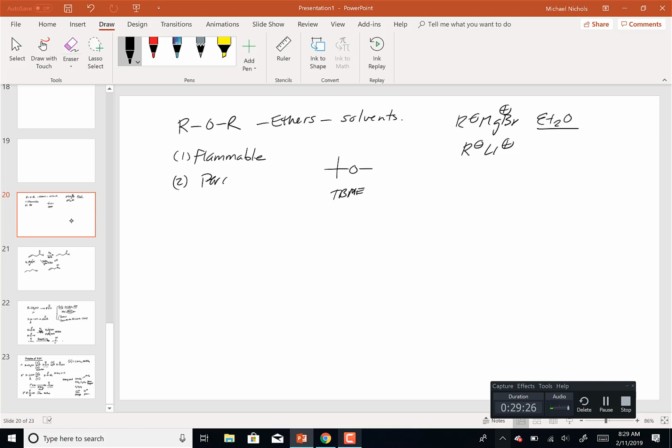That's one issue. The other issue is the formation of peroxides with ethers.